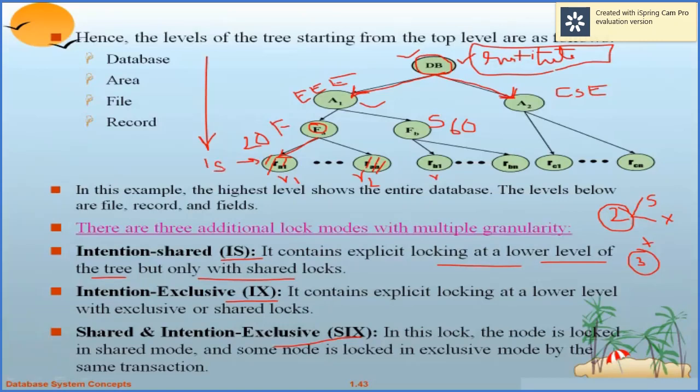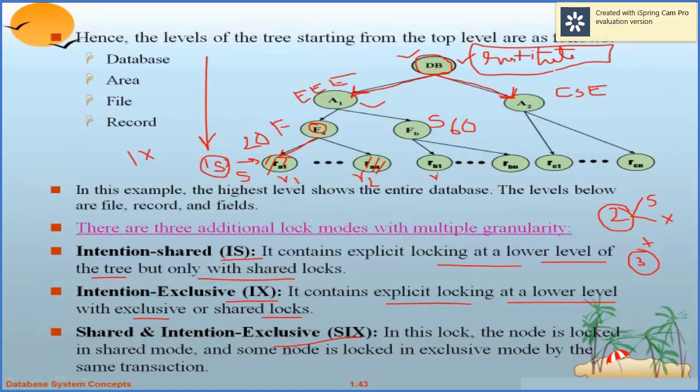Imposed on the lower level of the tree, and this lock will encourage only shared locks on the records. Okay, next one, intention exclusive lock. This contains explicit locking at the lower level with exclusive or shared lock. So when I impose an intention exclusive lock, that means again this is imposed on the lower level, and this encourages either exclusive locks or shared locks.